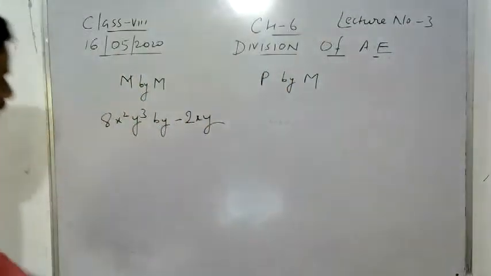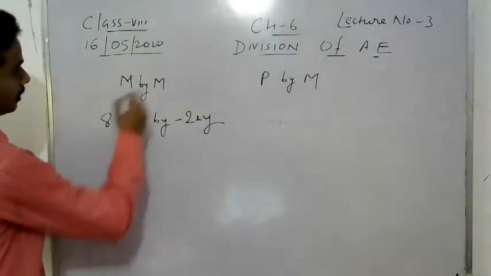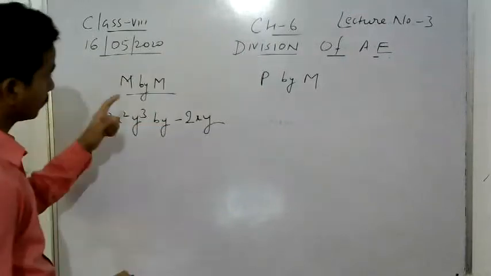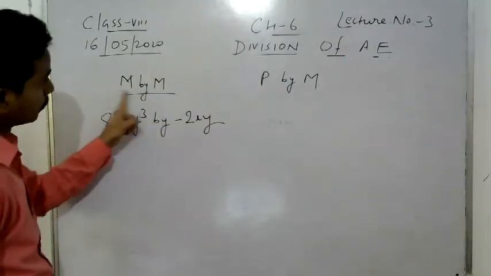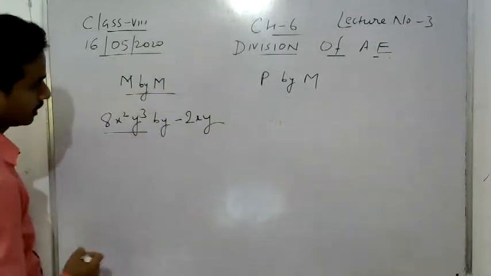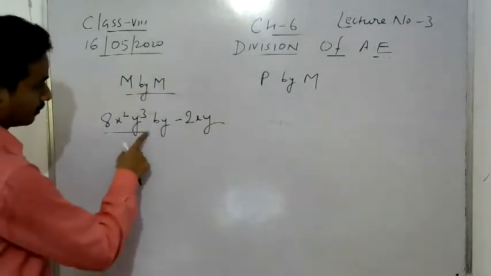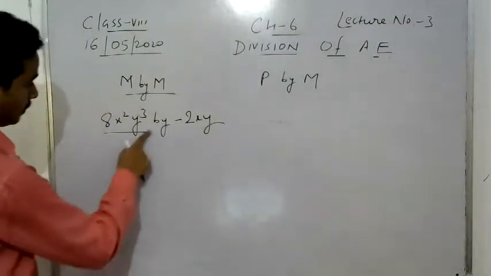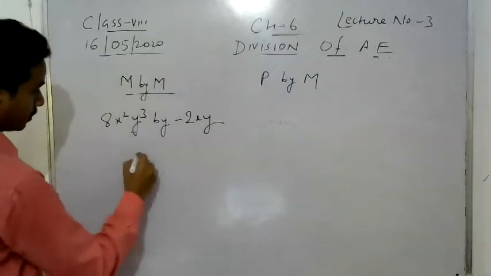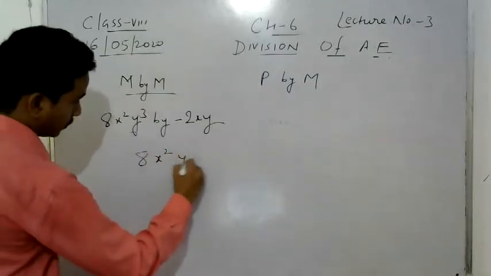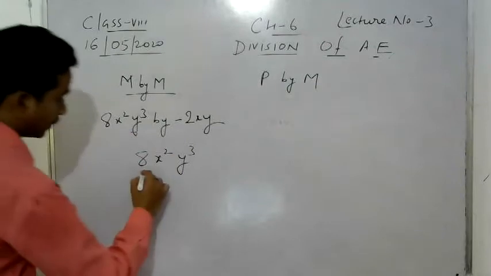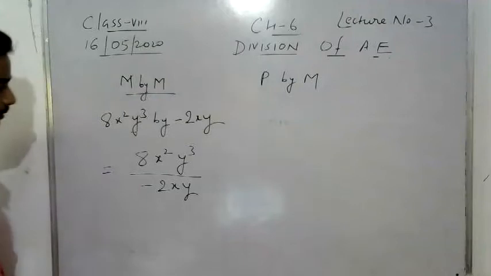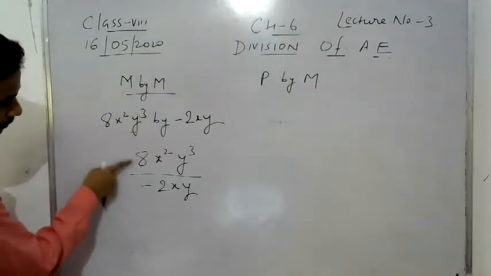Now we will start division. First of all, we will learn monomial by monomial. M means monomial and P means polynomial. So we will learn how to divide monomial by monomial. Here 8x square y cube is a monomial and we have to divide it by negative 2xy, which is again a monomial. To divide a monomial by a monomial, first write 8x square y cube in this way and divide it by negative 2xy. First of all, divide the coefficients. This is the coefficient 8 and minus 2.